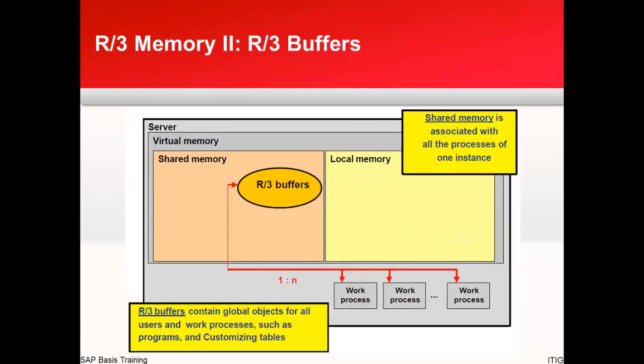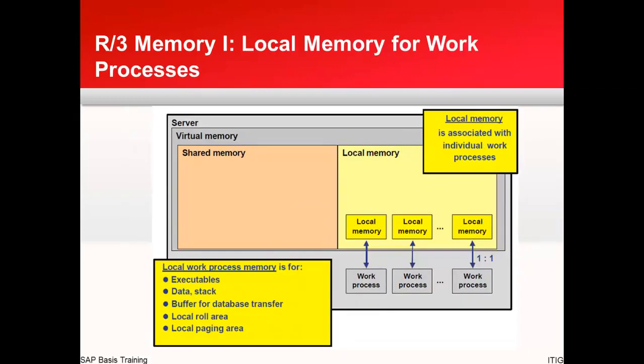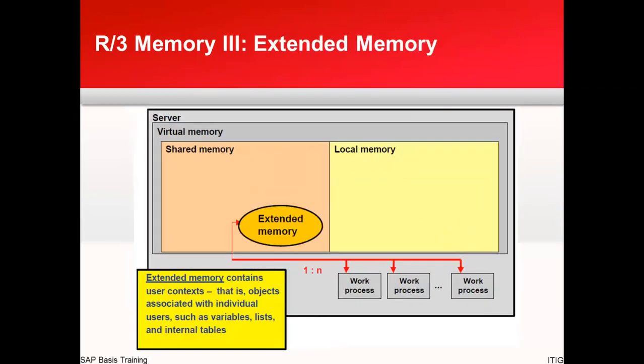Now, the second thing is about the R3 buffers. Okay, in the shared memory you have the buffers, and shared memory is associated with all the processes of one instance, that is the local memory. R3 buffers contain global objects for all users and work processes such as programs and customizing tables. Okay, so we just saw the work process, the buffers, and the extended memory. Extended memory contains user context, that is objects associated with individual users such as variables, lists, internal tables.